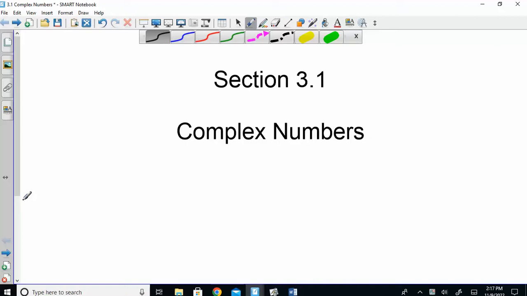Going to talk about complex numbers today. What do complex numbers have? Complexion. Eyes. We have eyes in them. Oh, we're talking about imaginary numbers.